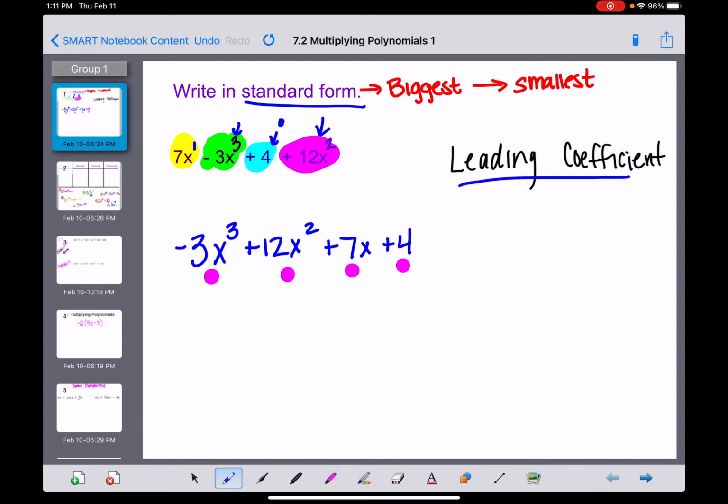The leading coefficient is the number that is way out in front after we write it in standard form, and that is negative 3.